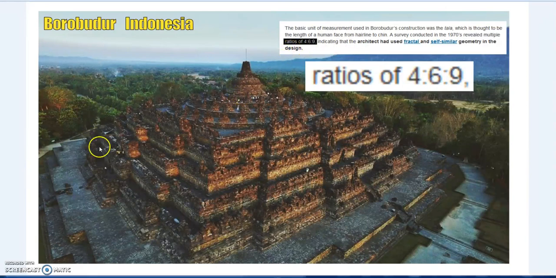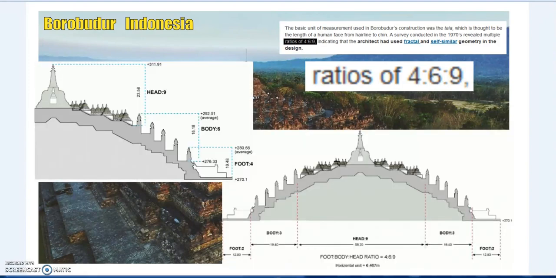Also the mandala, not to be confused with the mandorla, but the mandala is also this pattern built into not just Borobudur, but also Prambanan and Hindu Buddhist temples as well. But this ratio of 4, 6, 9, how does that connect? So here we see some of the cross sections, and we see the 4 to 6 to 9, and the 2 to 3, and the 9.